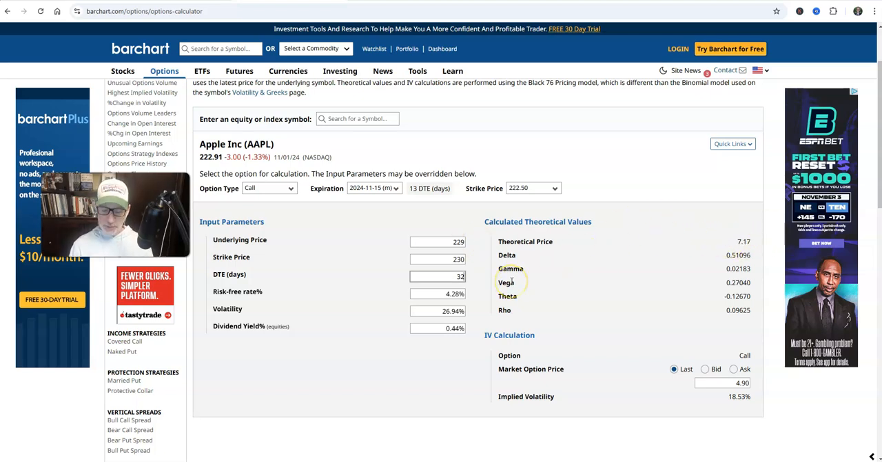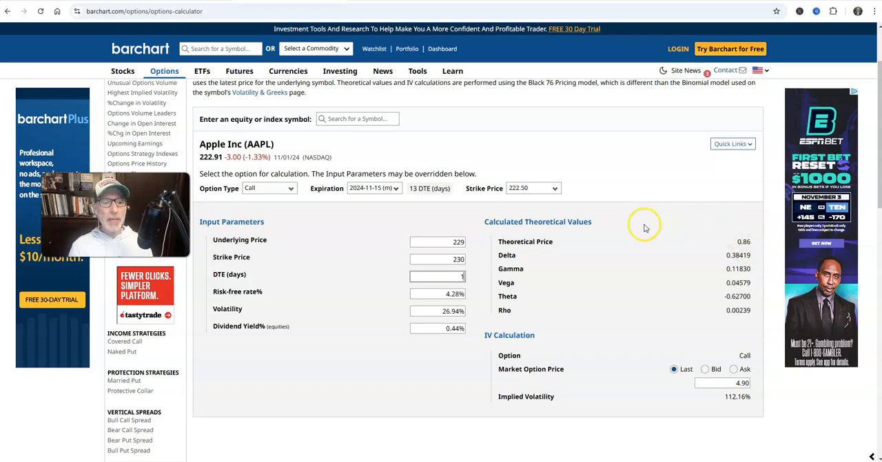But let's see what happens if it took, let's go down to 1 day left before expiration. And Apple still went up. It's at $229, but it took 32 days to get there. Now look at what that option value is worth, 86 cents per contract.